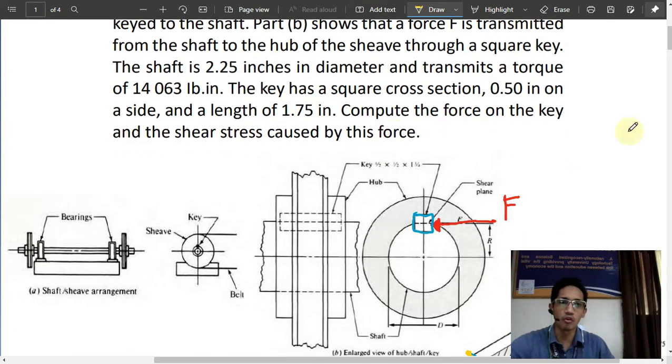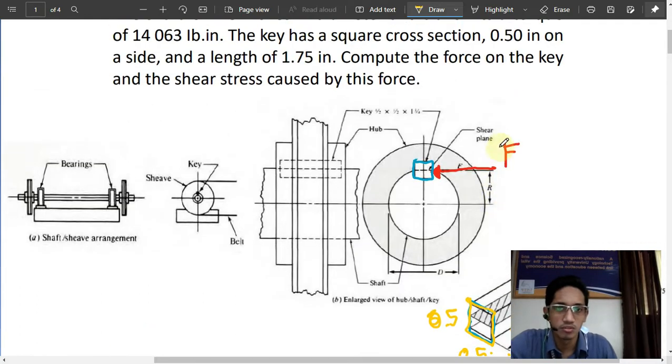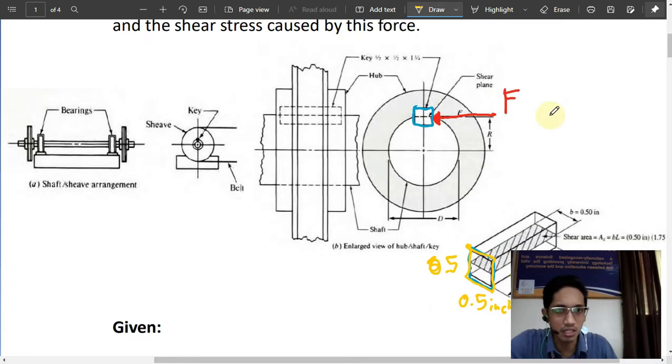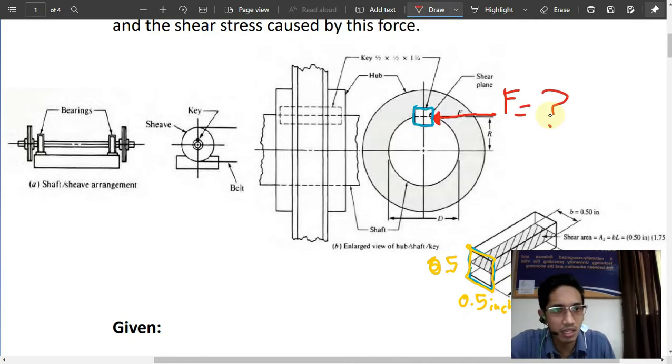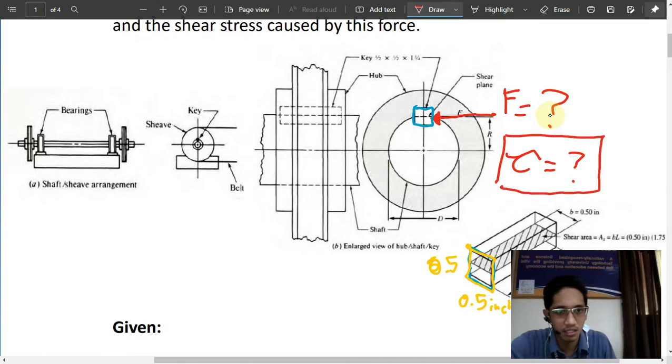Required: compute the force on the key and the stress caused by this force. So what we will be solving is the force F, how much is this F, and the shear stress induced on that key. Shear stress uses as its symbol the small letter tau.